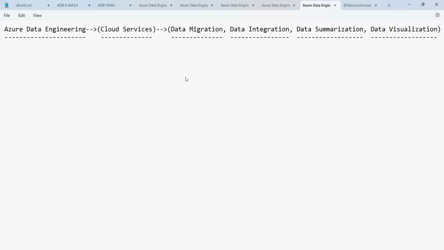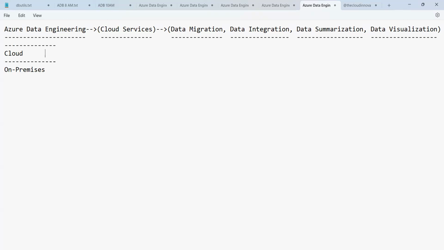Now, consider Azure data engineering as a cloud service which can perform these jobs. First of all, we have to understand from the scratch level what a cloud is and what on-premises is. If you understand these two terms, then everything will be much easier to understand.